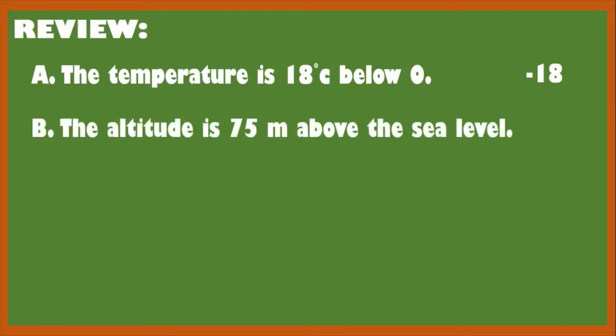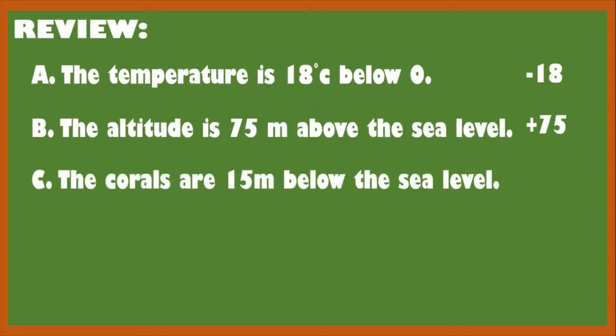Letter B, the altitude is 75 meters above the sea level. The clue or the word that signifies negative or positive is above the sea level. So, it will be a positive 75. Letter C, the corals are 15 meters below the sea level. There is also the word below. So, the answer here is negative 15.